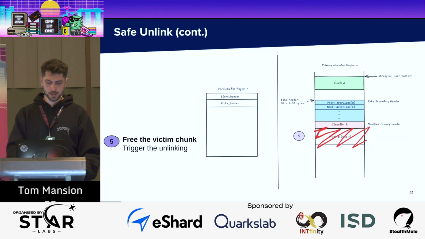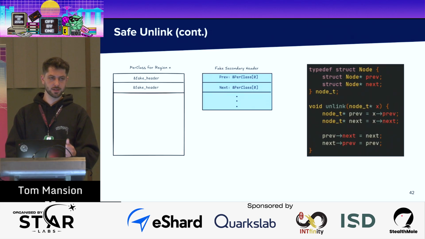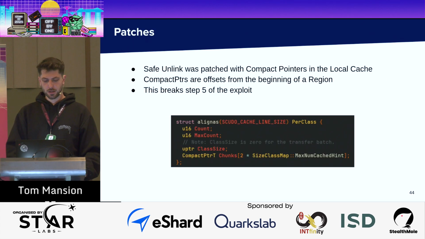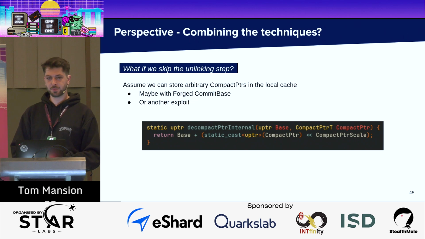Because if we go back, when we do our first 3 steps, instead of having the actual address of our fake header in the local cache, we're going to have a compact pointer, so an offset, which is going to break the unlinking at this stage, right? The linked list will be broken. We cannot perform this anymore. So that's sad. But what if we skip the unlinking step, right?